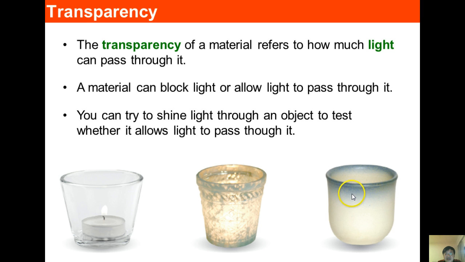For this one, light doesn't pass through at all. Even though it is lighted, you can see it slightly bright from the top, but the light does not pass through easily. This object we call opaque. Opaque, translucent, transparent. These are the new words you have to learn: transparent, translucent, and opaque.